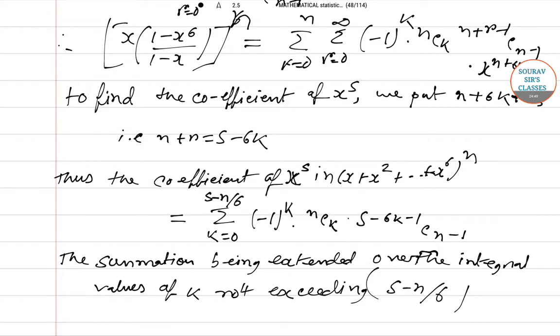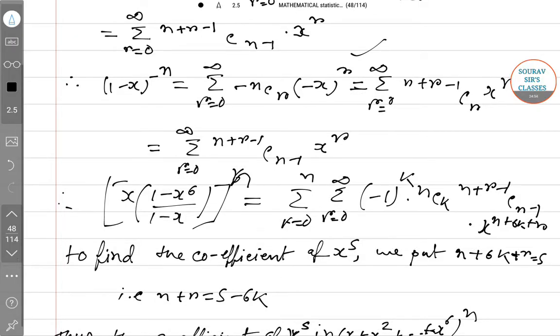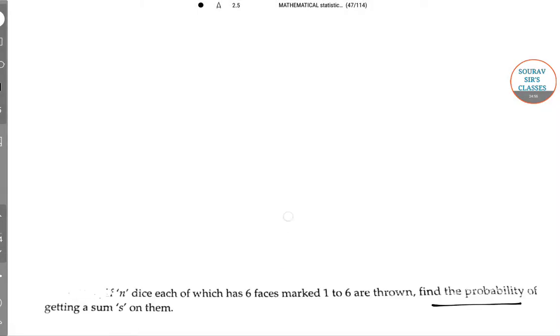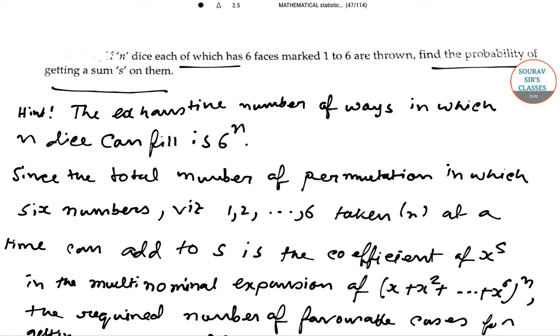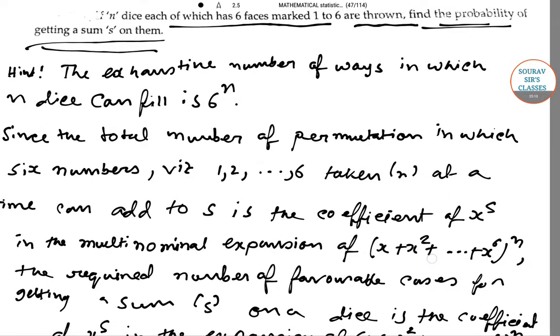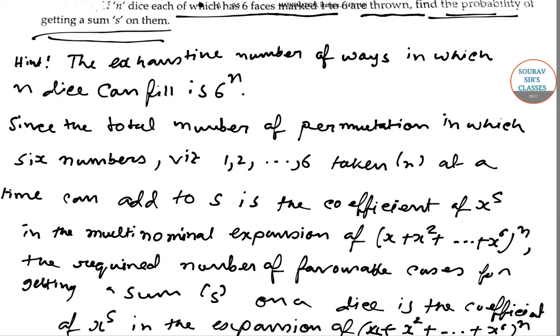So in today's video we solved two questions. Now we'll go to the question again. So this was the first question, which was: n dice, each of which has 6 faces marked 1 to 6, are thrown. We have to find the probability of getting a sum s on them. We have found it. You can go through it once again. It started this way, with the exhaustive number of ways. So we have solved it.